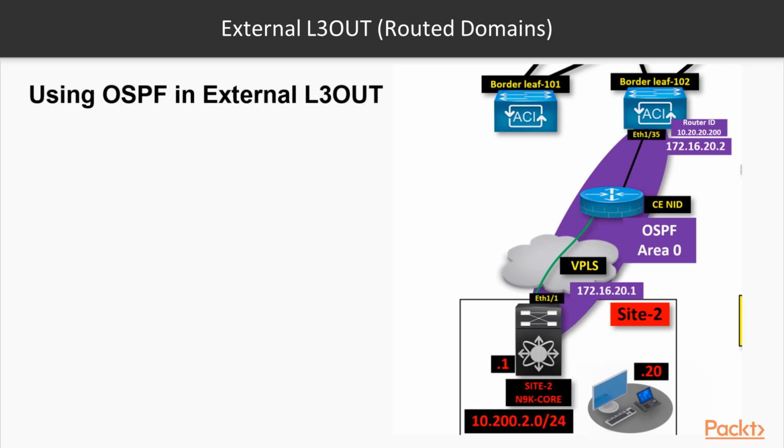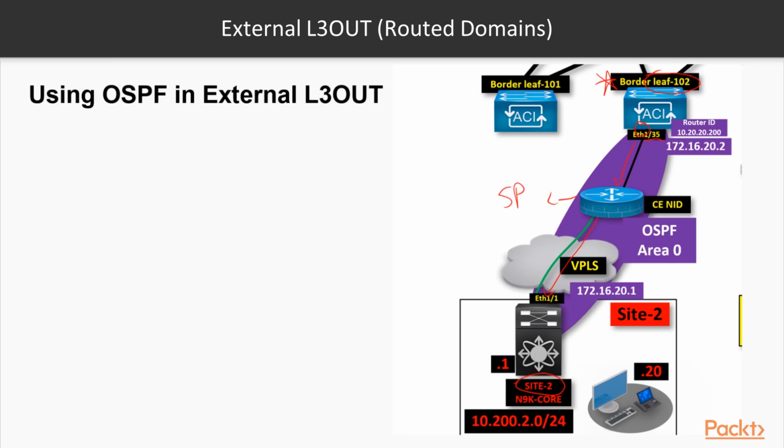Now, in this scenario, we're going to peer OSPF to border leaf 102 to site number 2. So we have from the ACI side, I am actually marking border leaf 102. So border leaf 102 has an interface connected on port 135 going to a provider, and this is a service provider router, or in this case, your customer edge router. From there, you have a layer 2 circuit. This will be either a VPLS service or Metro Ethernet, etc.